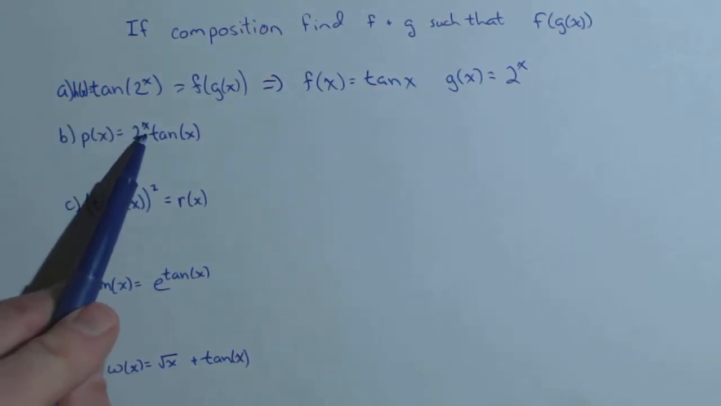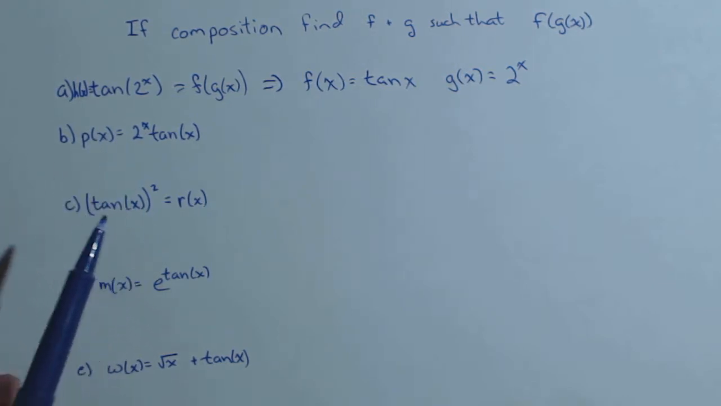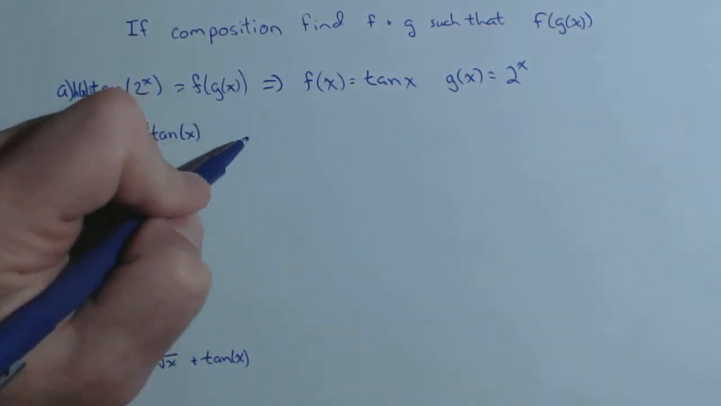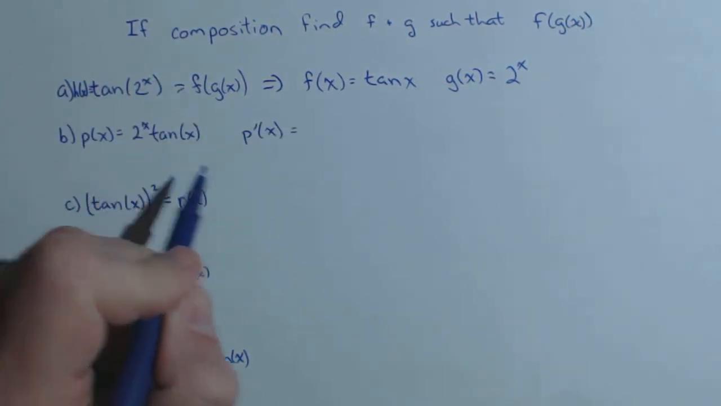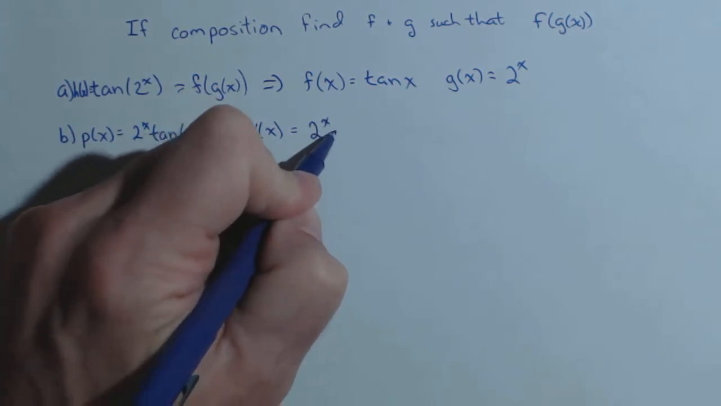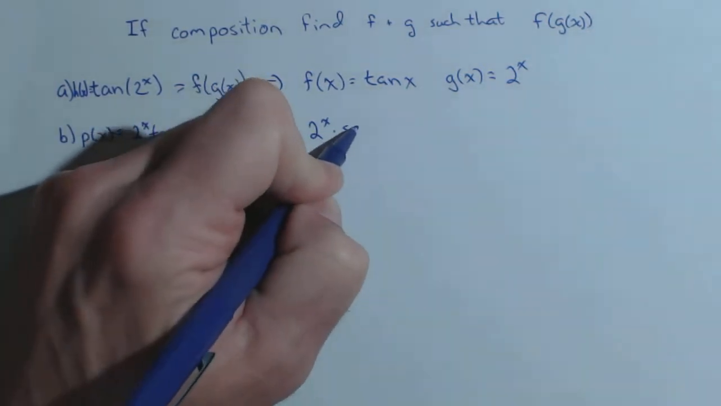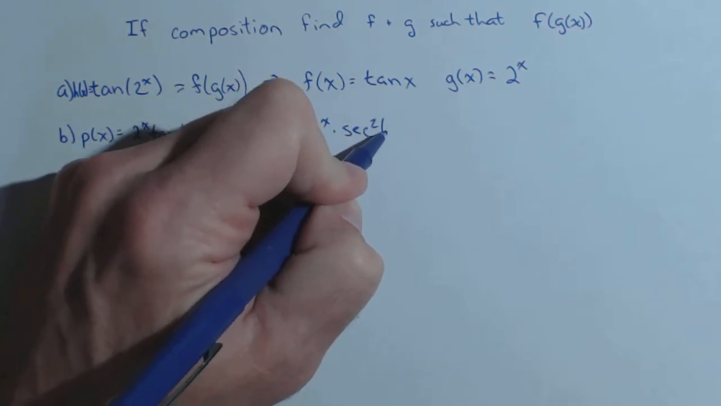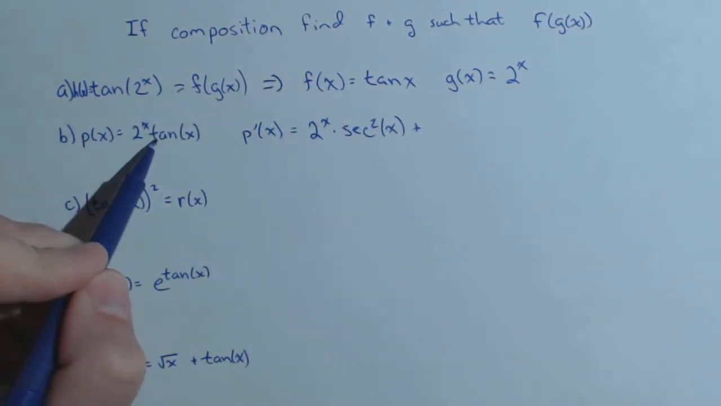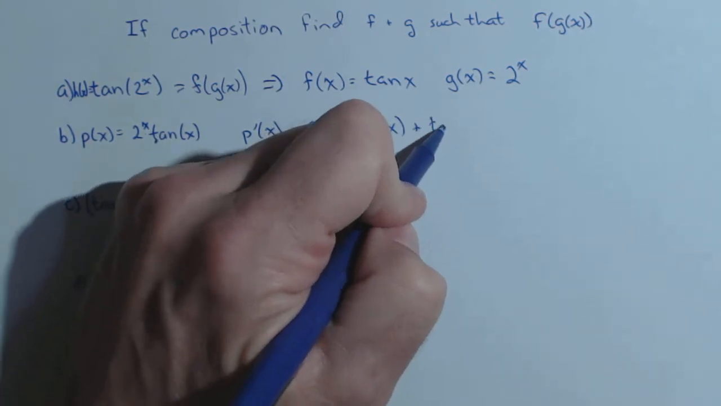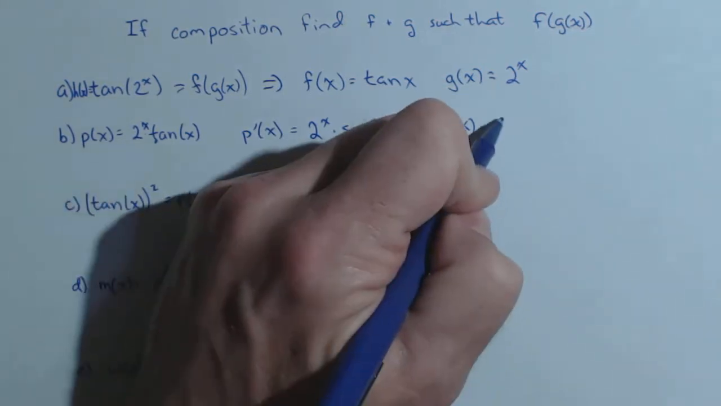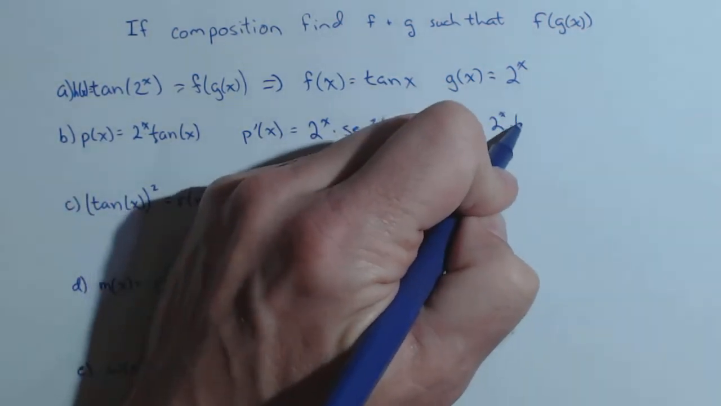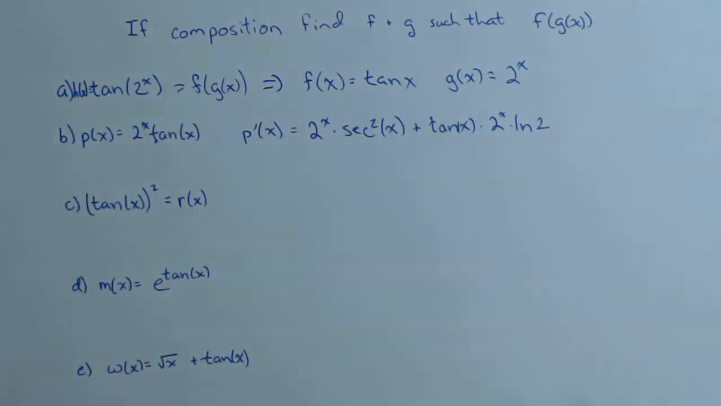In B, we have a function that is actually a product. So this we can find the derivative of. We'll call it p prime of x, and this is just a product rule. So I'm going to hold the first part, 2 to the x, constant, times the derivative of tangent x, which is secant squared of x, plus, now we're going to hold the second part constant, tangent of x, times the derivative of the first part. The derivative of an exponential is 2 to the x times the natural log of the base. So no special rules there, it's just our product rule.